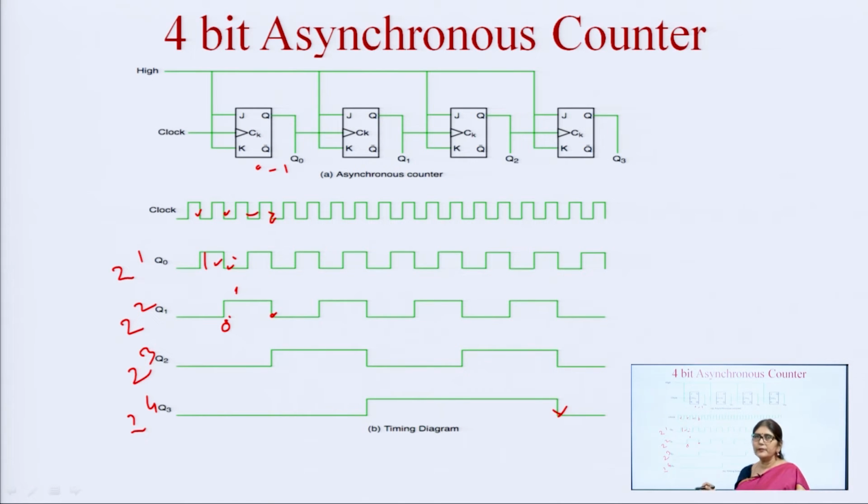So, this is an asynchronous counter. Asynchronous counters are very easy to make, but they have low frequency operation because the second flip flop is waiting for the output of the first flip flop, and each next flip flop is waiting for the previous one. So, the operating frequency of this asynchronous counter is very slow, although it is very simple to design.